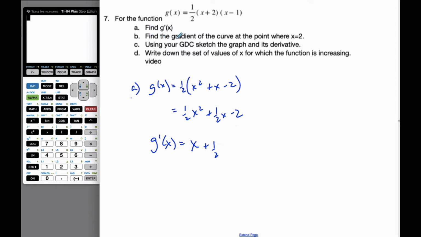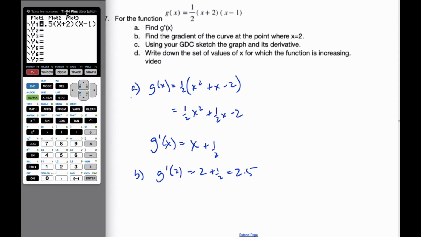B part says find the gradient of the curve at the point where x equals 2. Well, that just means I'm going to find the derivative at 2. So I get 2 plus 1.5, or 1/2, which will be 2.5. I can check that in my calculator.